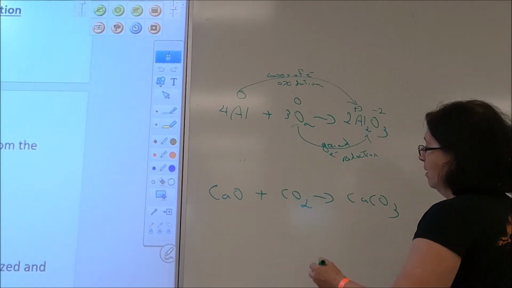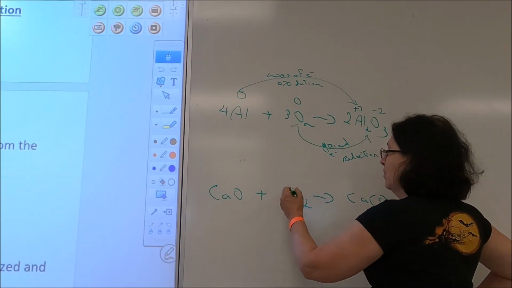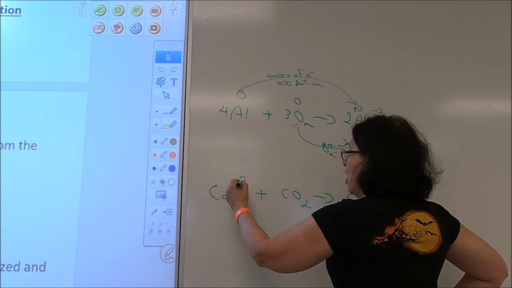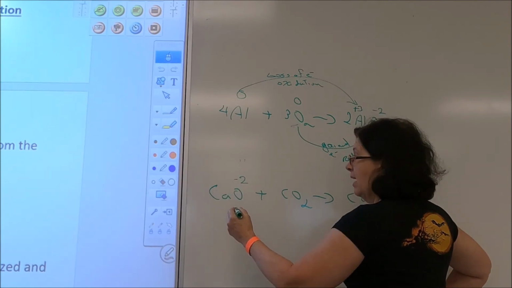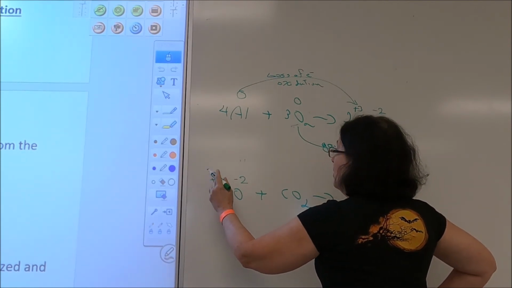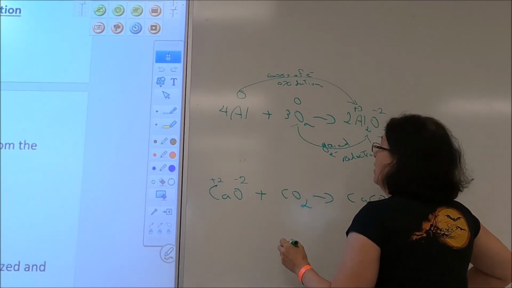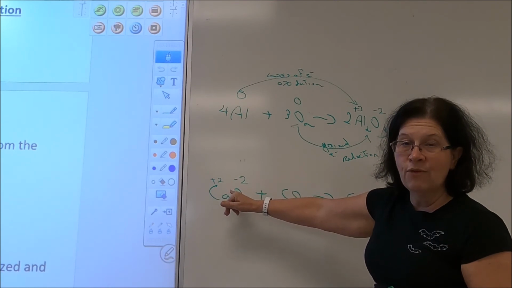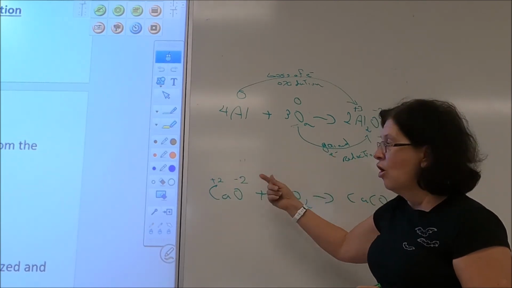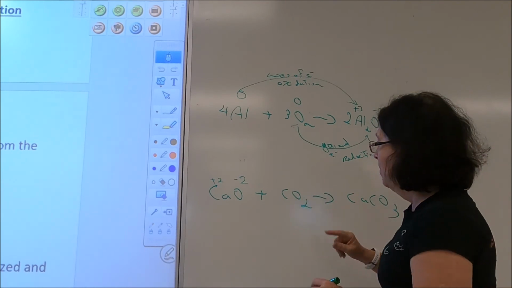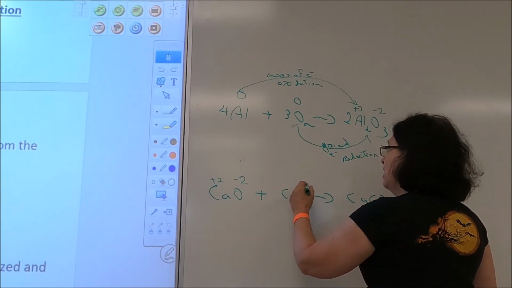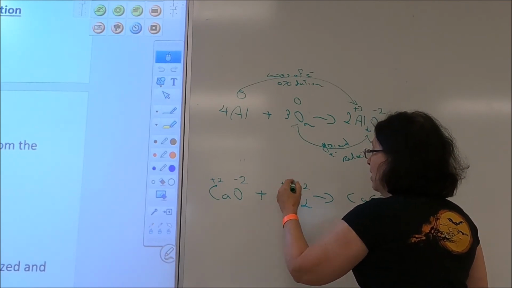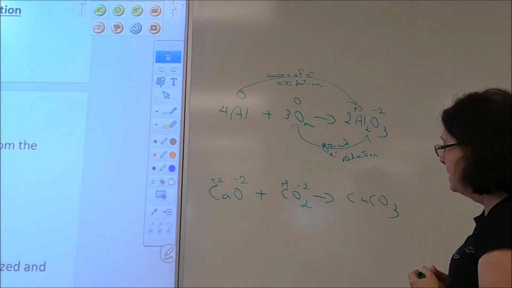Okay? Let's look at this second one. Here I have calcium oxide. It's an ionic compound. Oxygen is a -2 ion there. Calcium is +2. Now, when you're writing oxidation numbers, notice that the sign of the charge is written in front. If it's the ionic charge, the sign of the charge is written in back. Oxygen here is -2 by oxidation numbers. Carbon here is +4. Okay?